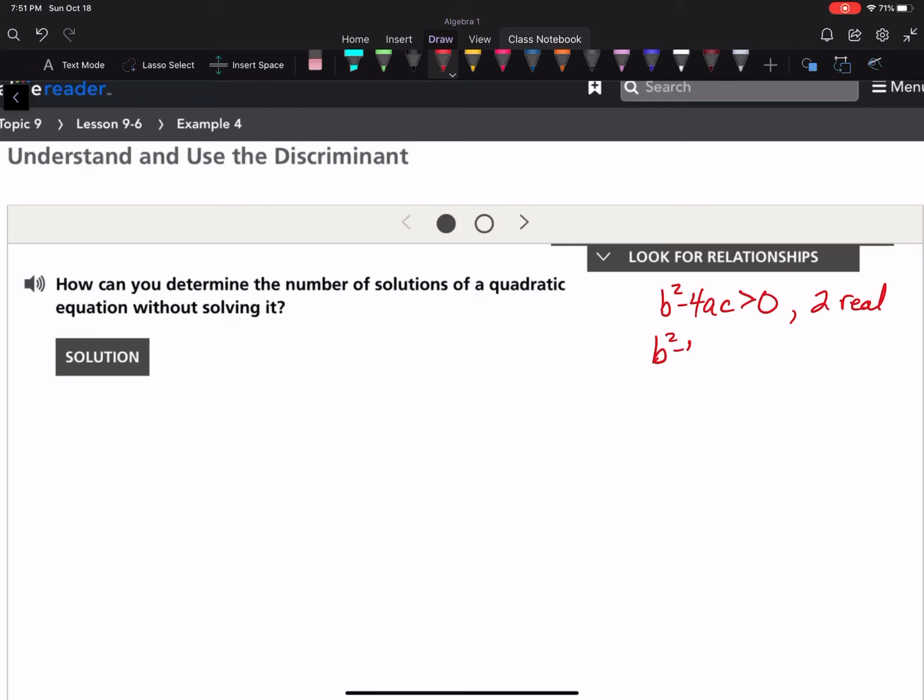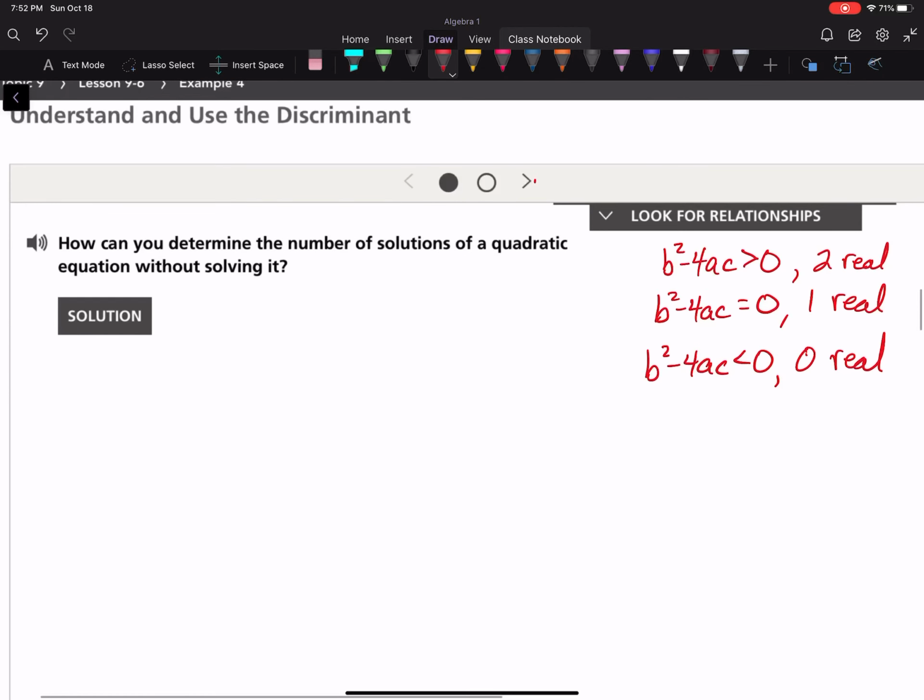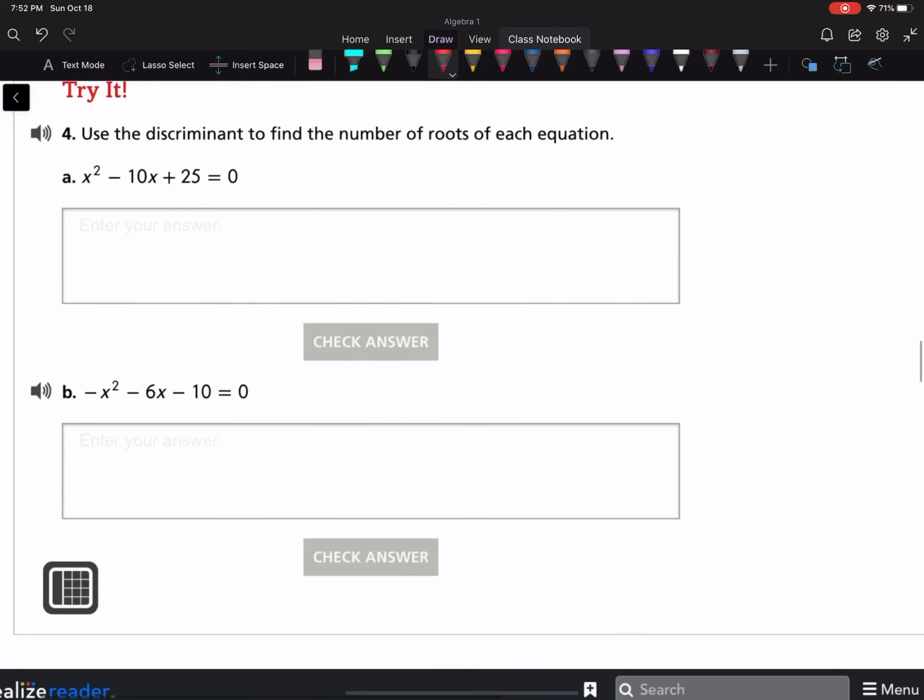If it's equal to 0, you get 1 real. And if it's negative or less than 0, you get no real. Okay, there'll be no real solutions. So it says, how can you determine the number of solutions of a quadratic equation without solving it? That is the way you do it. Okay, so our example problem, just to show you how we are going to do some here.